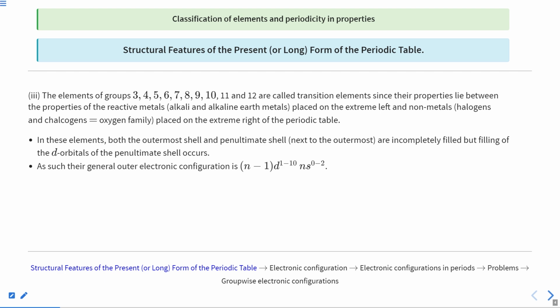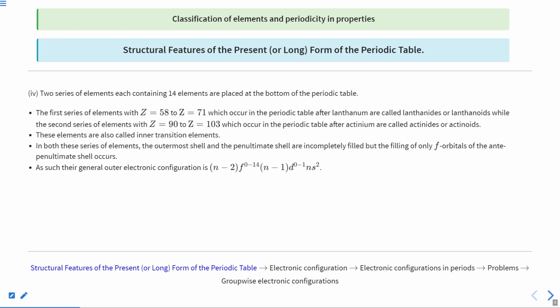In these elements, both the outermost shell and the penultimate shell are incompletely filled, with filling of the d orbital of the penultimate shell occurring. The nth shell is the ultimate shell, and the penultimate shell is n minus 1. So filling of both these shells occurs in the group 3 to 12 elements.